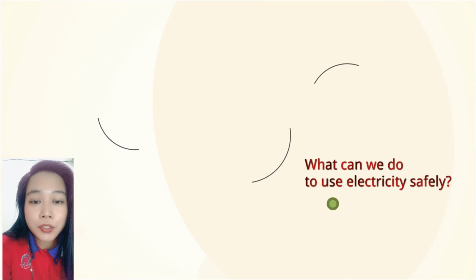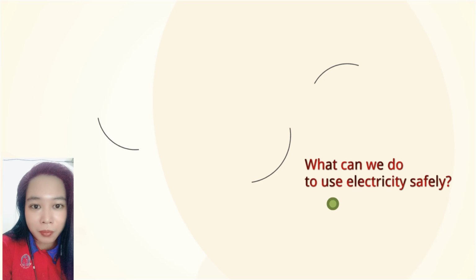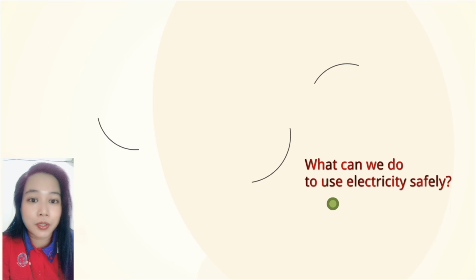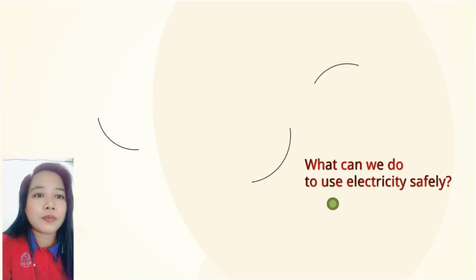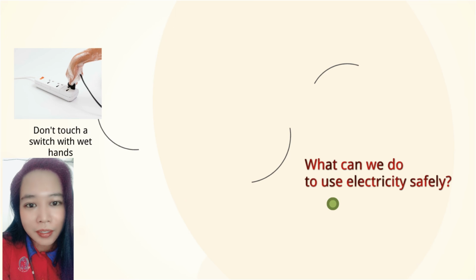So what can we do to use electricity safely? As a grade 2 student, you should not use electricity by yourself. You should always seek assistance from your mommy or your daddy or any adult in your house, okay? So let's discuss some of the guidelines or simple rules that you can follow when you're going to use electricity. First off, don't touch a switch with wet hands. Never ever do that, okay?